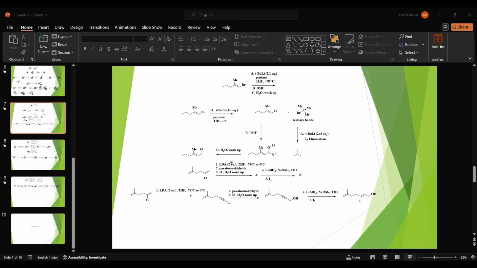Even if you use one equivalent also, you will get your product, the formylated product. And in the whole reaction, what will happen? Whatever the lithiated species here, the stereochemistry will be retained. Whatever the alkene you have, you will get the same alkene. If it is Z, then you will get Z. If it is E, then you will get E. Okay, do you have any questions?